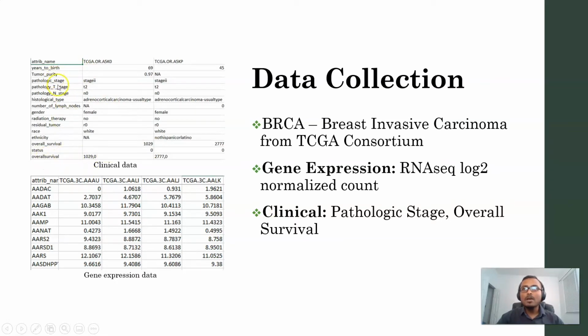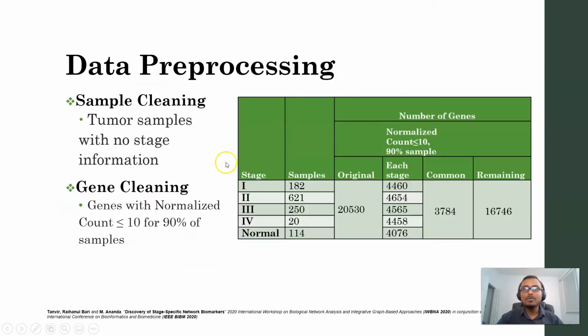survival and pathologic stage. And in the data pre-processing phase, what we did was we removed those samples which did not have any stage information, and so these are the sample distribution of different stages and normal tissue samples.